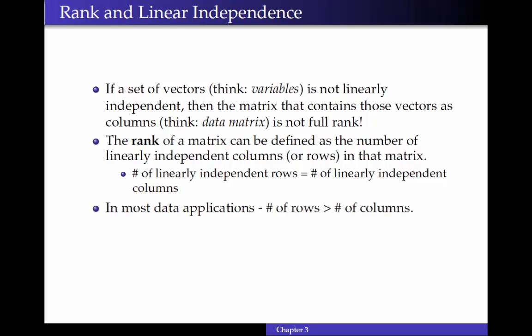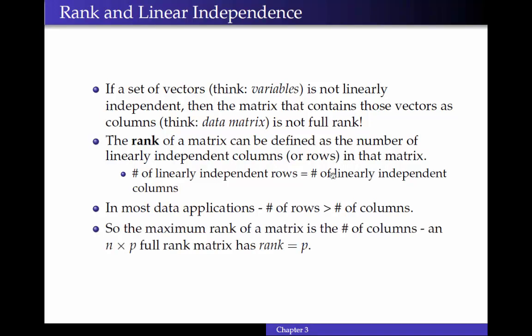And in most data applications, the number of rows is going to be greater than the number of columns. So if our data matrix is n by p, where n is the number of observations and p is the number of variables, then the maximum rank that data matrix can have is the number of columns. So it's full rank if the rank is equal to p, the number of columns.